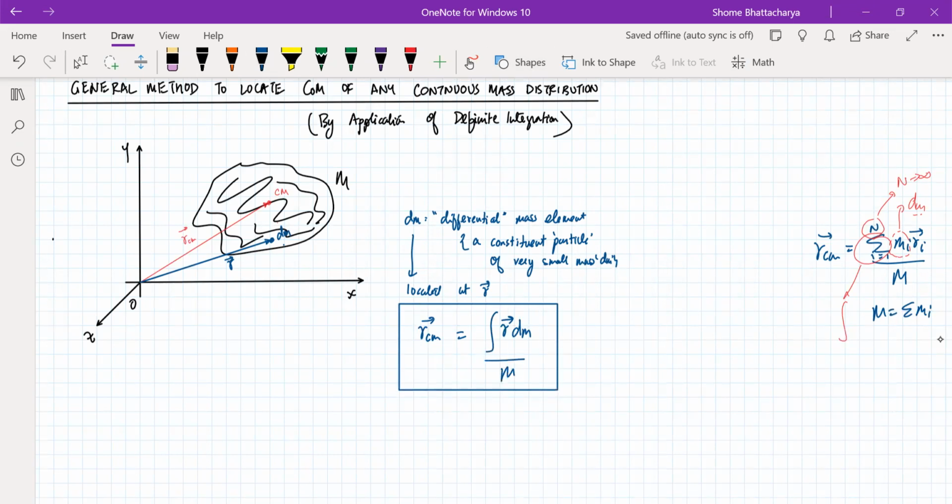So we can also convert this into equivalent scalar formulae for the individual coordinates. So we can say that the x coordinate of the center of mass is integration of x dm divided by total mass. The y coordinate of the center of mass is integration of y dm by total mass, and the z coordinate is similarly integration of z dm divided by total mass. So just make a note of this first, then we'll discuss further how to do this kind of integration in different situations, depending on the geometrical shape of the body and all that.